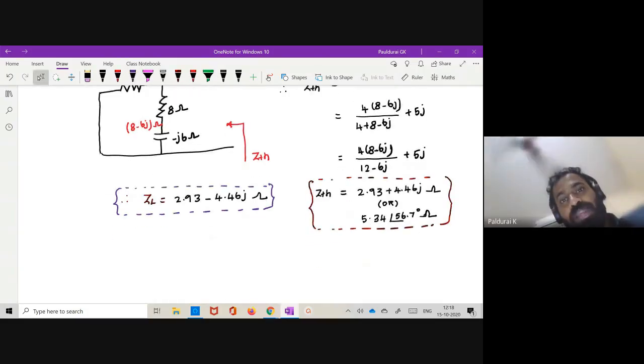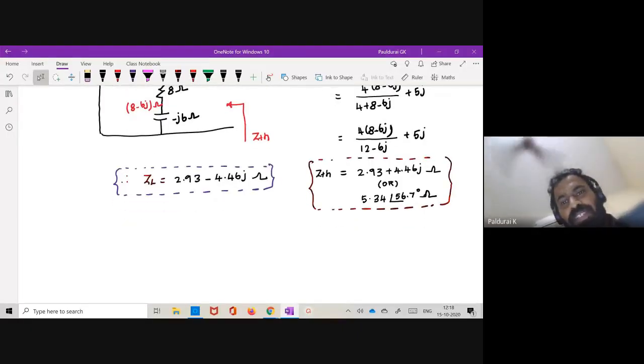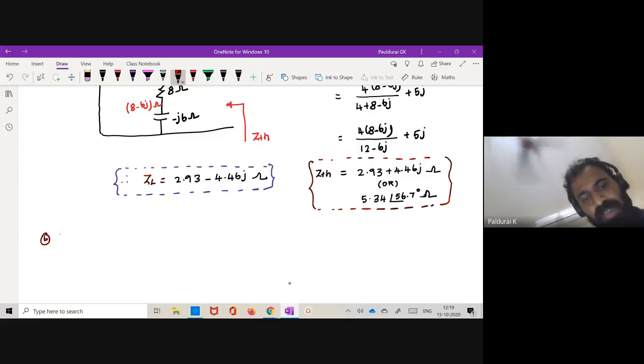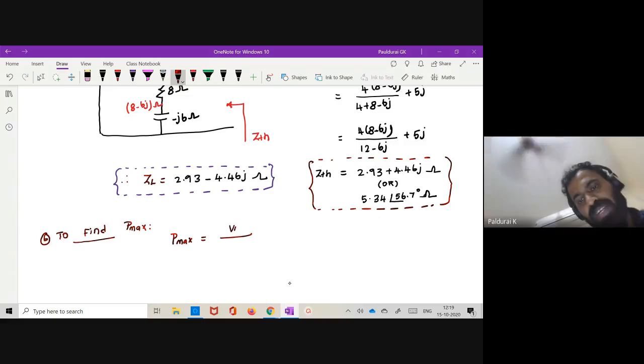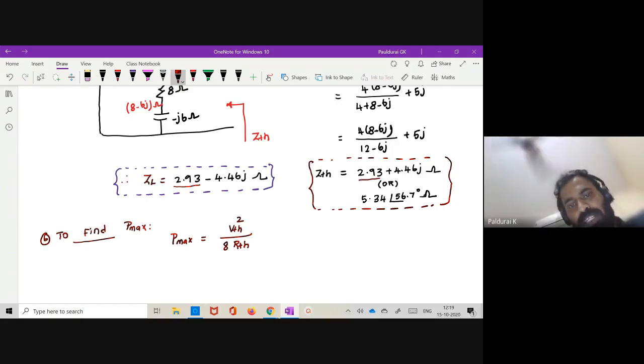That too, we are going to play with the AC. So be ready with your calculator. Concept, nothing new, but complex number. That's the difference. So now put the heading subdivision B to find maximum power across the load. P max equals VTH square divided by 8 times RTH, where RTH is the real part of ZTH. So this is my RTH, 2.93. Real part of ZL or real part of ZTH, both are same.